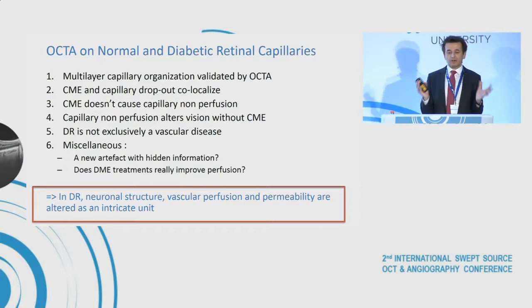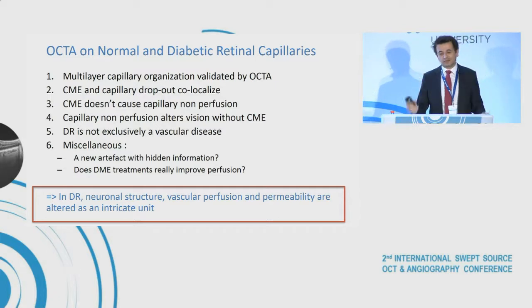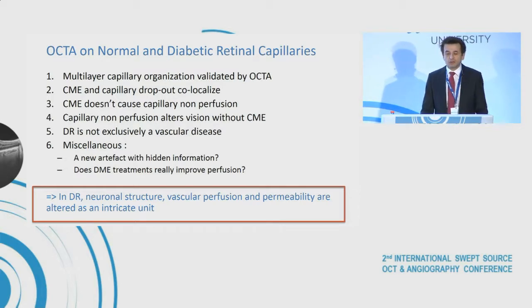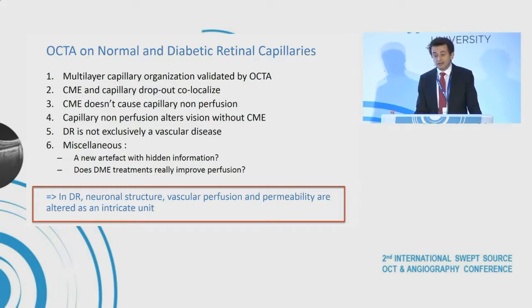So to summarize, we think right now, after having tested different opinions, that in diabetic retinopathy, the neuronal structure, vascular perfusion, and permeability are altered as an intricate unit. They work together, they are related to each other. So it's very difficult, because losing one is colocalized with and ends with losing the others. You lose all of them together, and they seem all to be related to glycemic changes or hyperglycemia, we don't know yet.